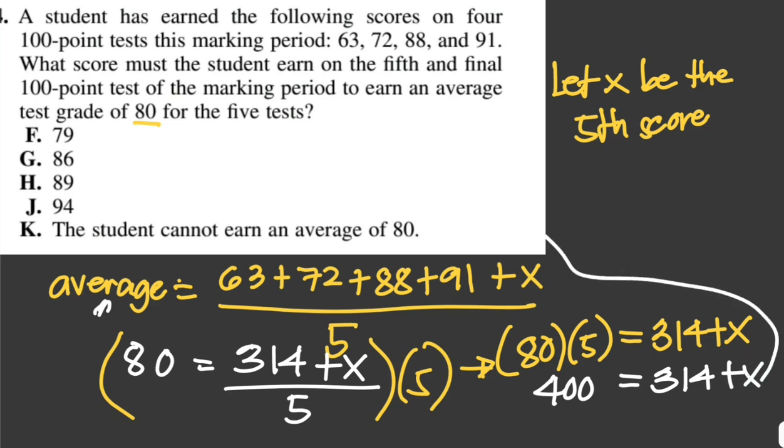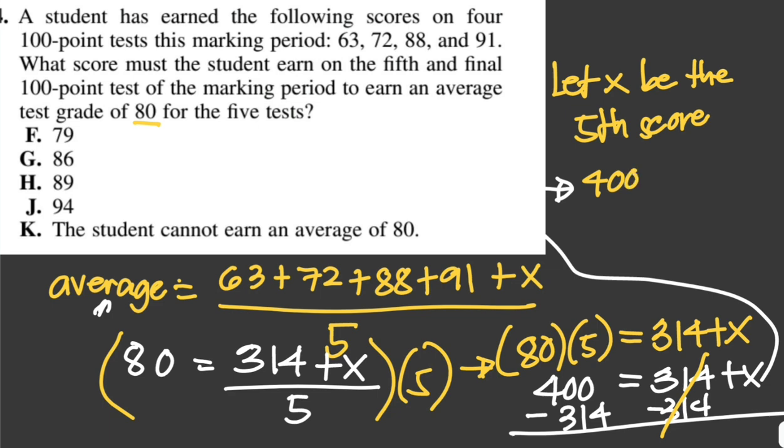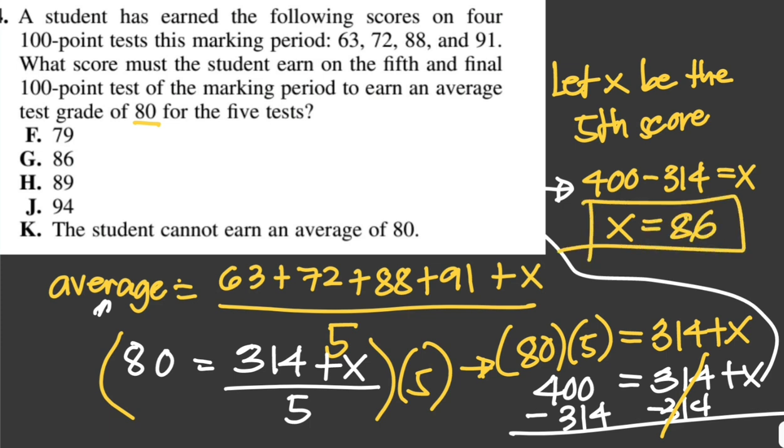Then we can finally solve for the value of x. We just have to subtract 314 from both sides. Okay, this cancels out because that one is equal to 0. Therefore, x is just equal to 400 minus 314. So x is equal to 86. Now the fifth and final 100-point test score is 86. Therefore, the answer here is letter G.